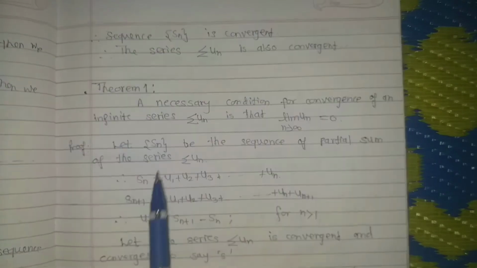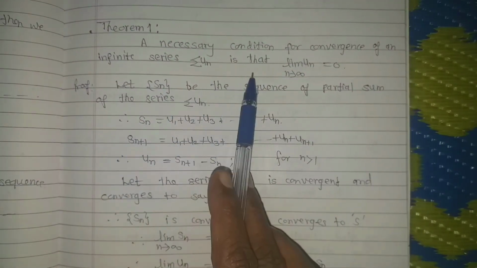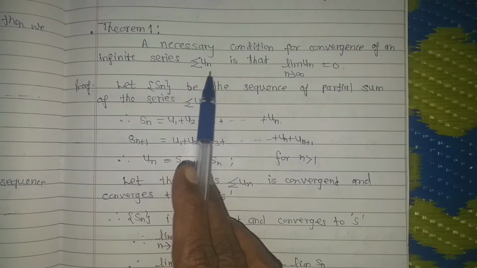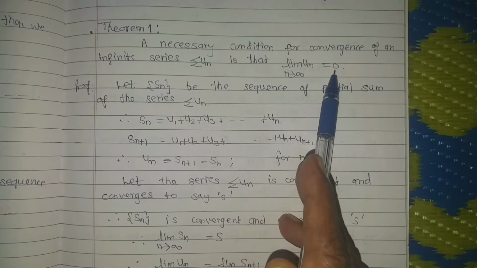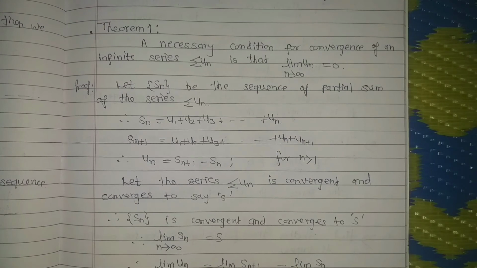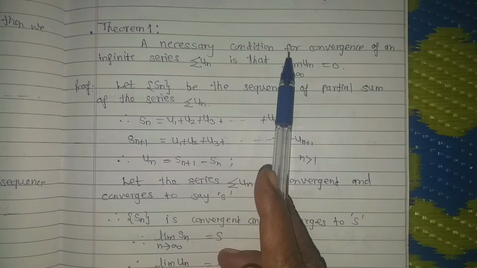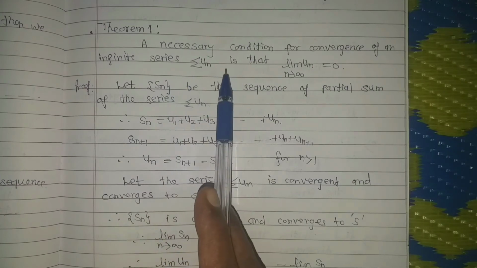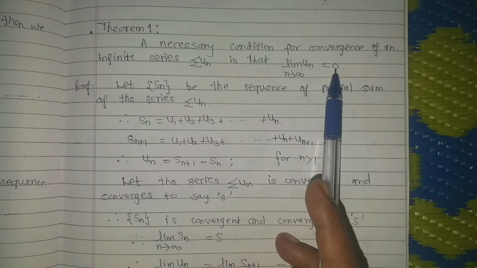Now we consider one theorem. The statement of this theorem is: a necessary condition for convergence of an infinite series summation of un is that limit of un as n tends to infinity equal to 0. Before considering the proof, one question that can be asked as an objective: the necessary condition for convergence of infinite series summation of un is dash dash. It is limit of un as n tends to infinity equal to 0.